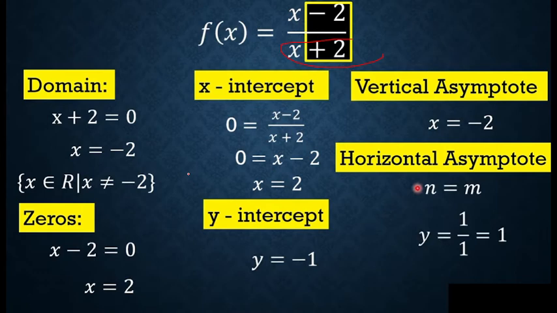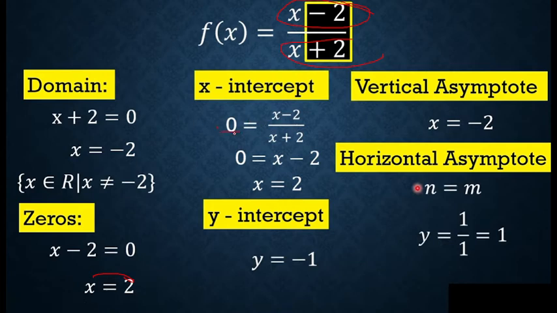The denominator x should not equal negative 2. For the zeros, x minus 2, you need to get the numerator and set it equal to 0. Just transpose, so x equals 2. For the x-intercept, equate the function f(x) to 0, so f(x) equals x minus 2 over x plus 2.